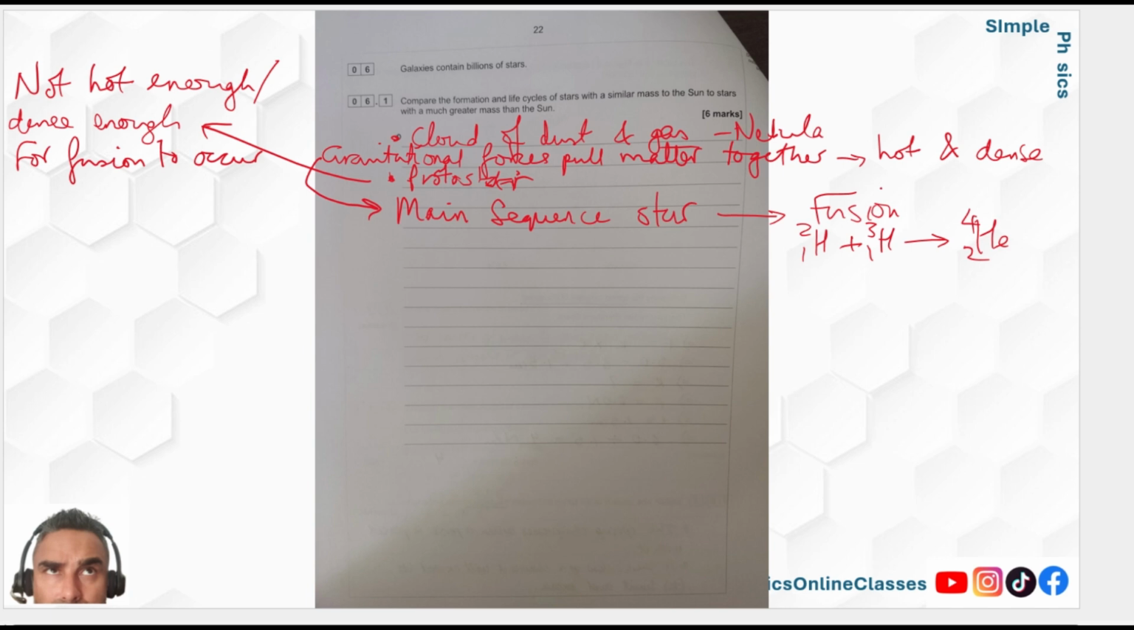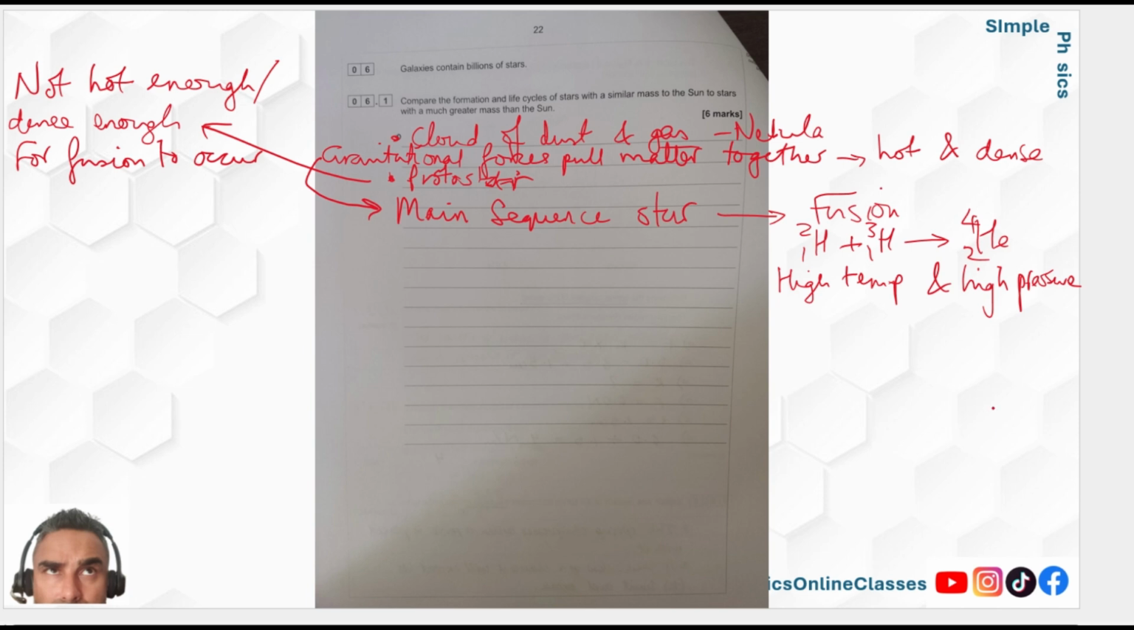What are the conditions for fusion? It requires high temperature and high pressure. I don't think I'll be able to squeeze that in. Let's have a look. Yeah, just about squeezed it in. Why do you need high temperature and high pressure? Because you've got to overcome the electrostatic repulsion, because hydrogen 2 and hydrogen 3, or deuterium and tritium, are both positively charged. So there's lots of repulsion.